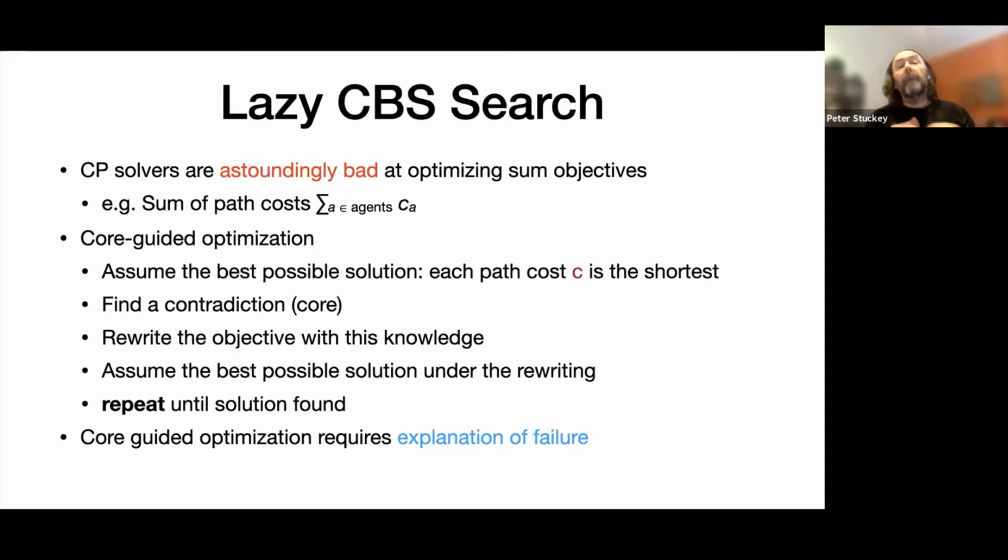And then you rewrite the objective with that knowledge of the contradiction. And then you again assume the best possible solution under this new rewriting. And you repeat this until a solution is found. So it's basically a failure-driven search. But in order to do it, we need to get an explanation of why our search failed. And that's what lazy CBS is going to give us.